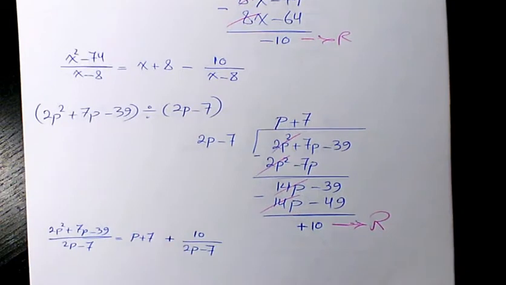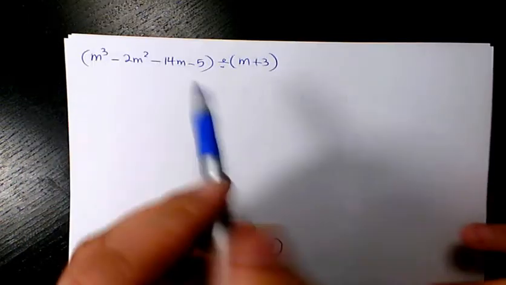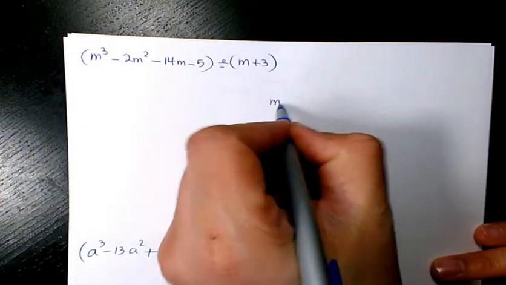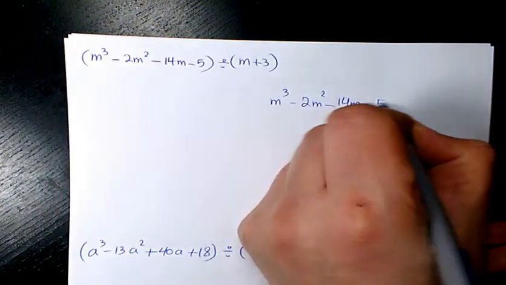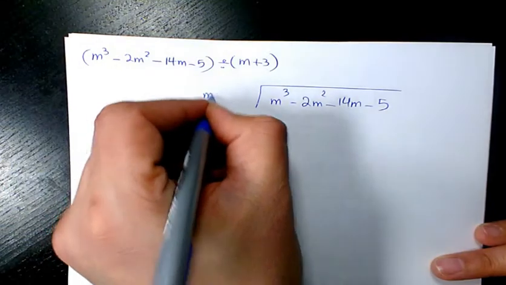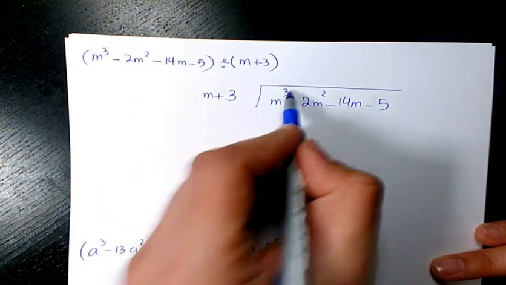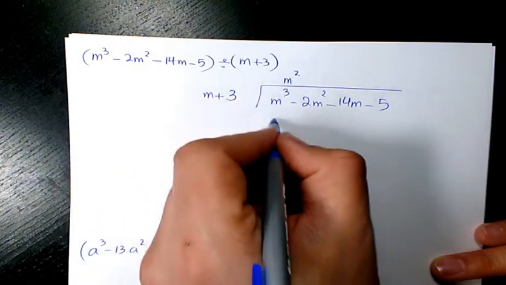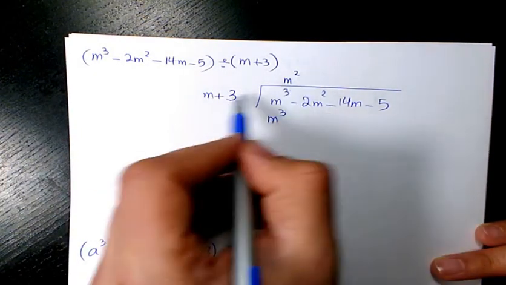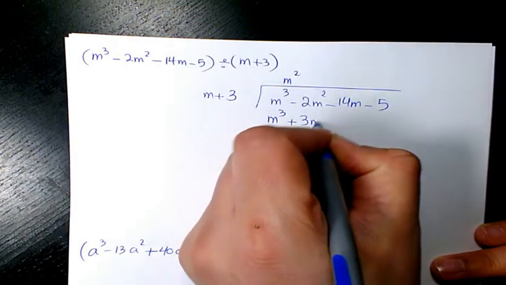That's the final answer. Now let's see how to solve this one. m cubed minus 2m squared minus 14m minus 5 divided by m plus 3. m cubed divided by m is going to be m squared. m squared times m is going to be m cubed. m squared times 3 is going to be 3m squared.